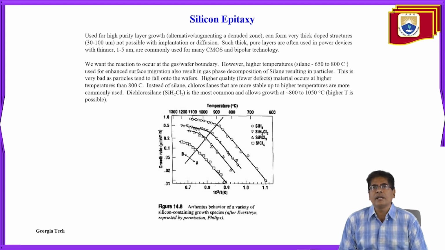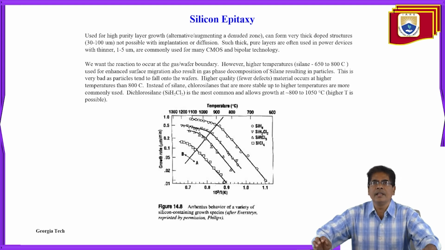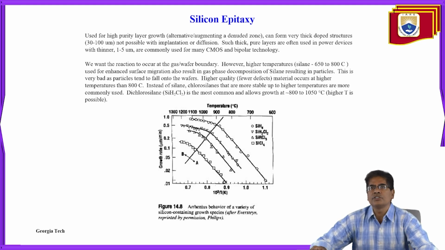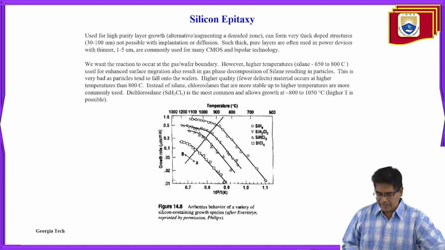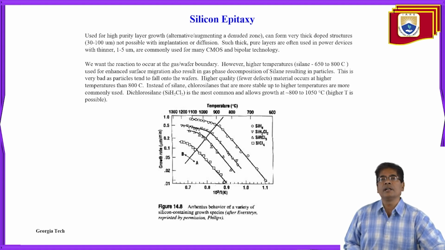We want the reaction to occur at the gas or vapor boundary. However, high temperature silane around 650 to 800 degrees centigrade, used for enhanced surface migration, also results in gas phase decomposition of silane, resulting in particles. This is very bad as particles tend to fall onto the wafers. Higher quality, fewer defect material occurs at temperatures higher than 800 degrees centigrade. Instead of silane, chlorosilanes that are more stable up to higher temperatures are more commonly used. Dichlorosilane, SiH2Cl2, is the most common and allows growth at 800 to 1050 degrees centigrade. This shows the behavior of a variety of silicon containing growth species. So this is what silicon epitaxy is.